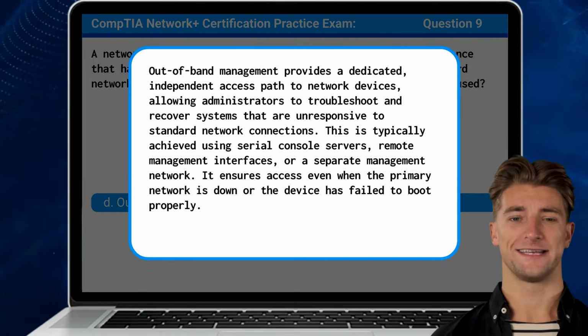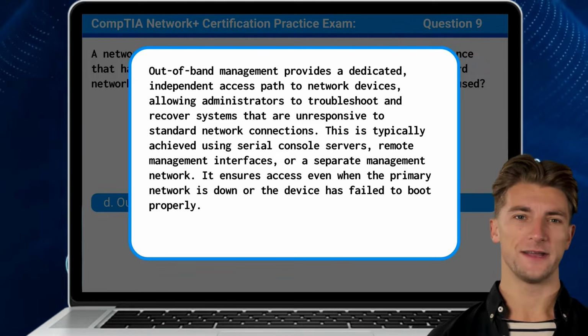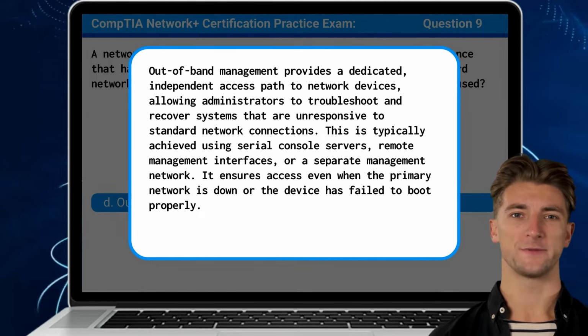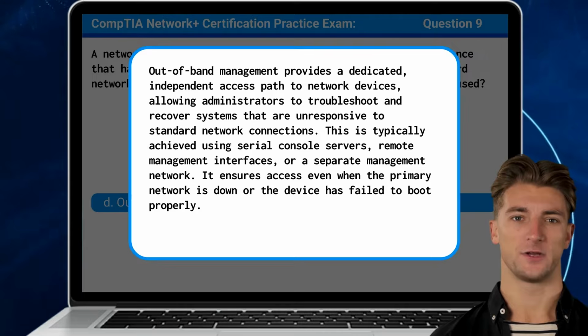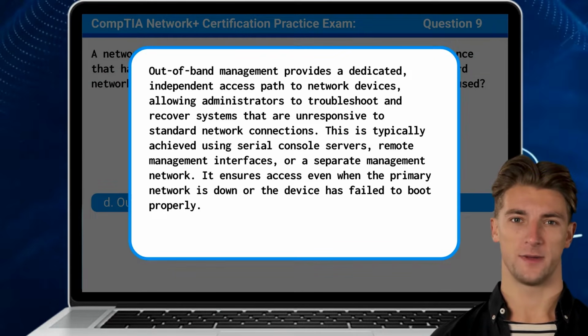Out-of-band management provides a dedicated independent access path to network devices, allowing administrators to troubleshoot and recover systems that are unresponsive to standard network connections. This is typically achieved using serial console servers, remote management interfaces, or a separate management network. It ensures access even when the primary network is down or the device has failed to boot properly.